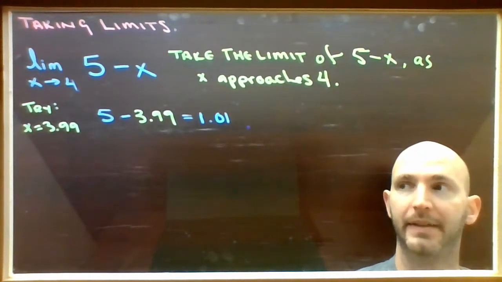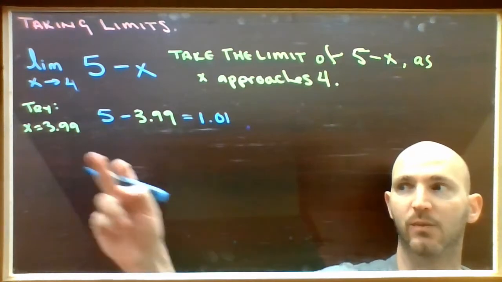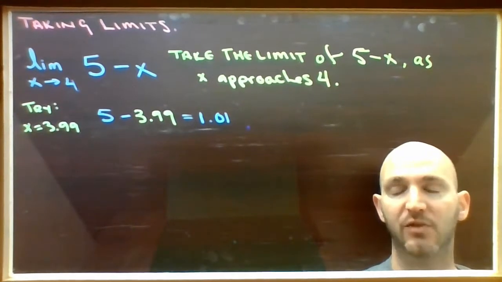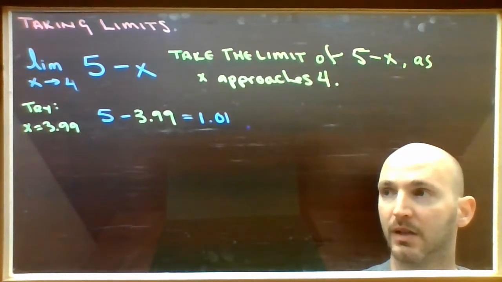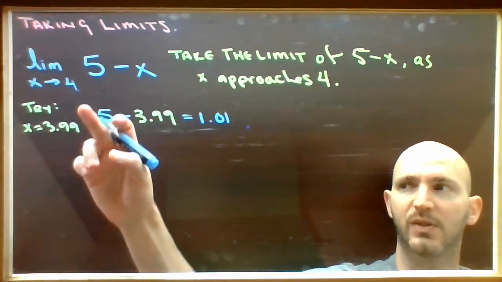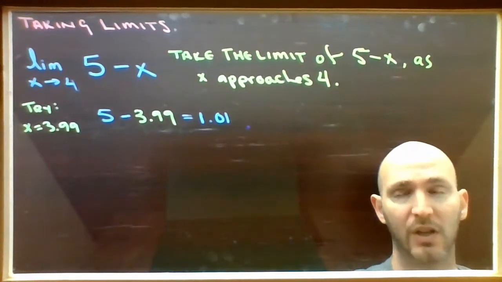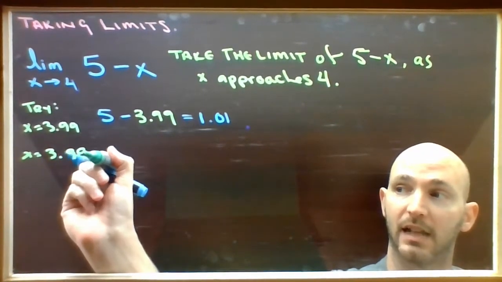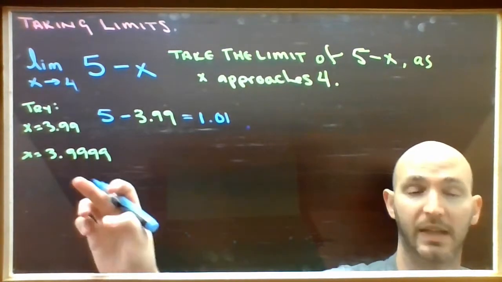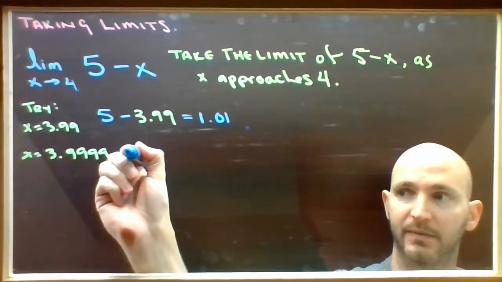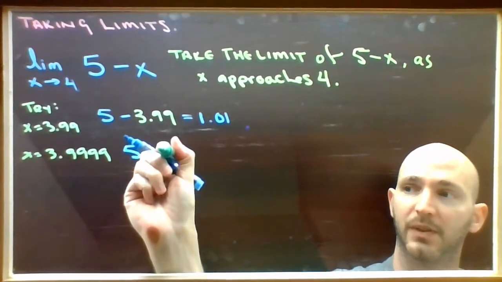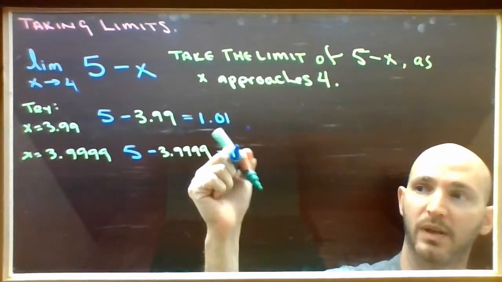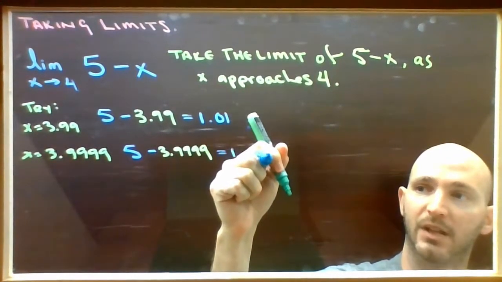Good so far? Now the trick to taking a limit is once you've picked some number that is close to the value in question, you have to pick another number that's even closer. So can I get closer to 4 than this? Well, I could if I added some more 9s to the end. 3.9999. Well, if I did that, I would have to take 5 and subtract this number, 3.9999, and I would end up with 1.0001.